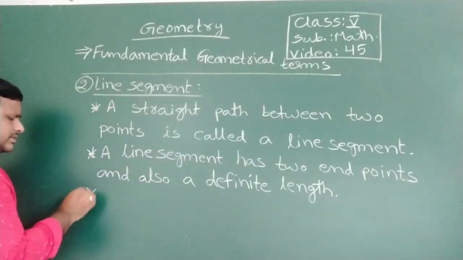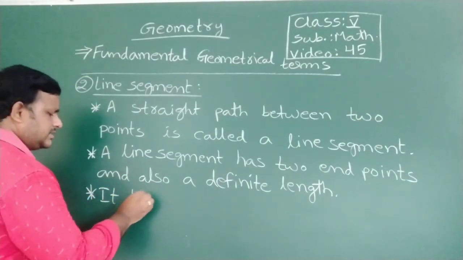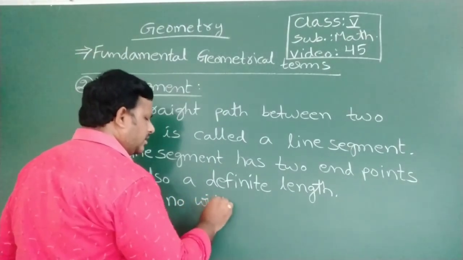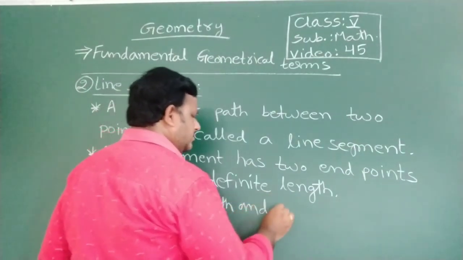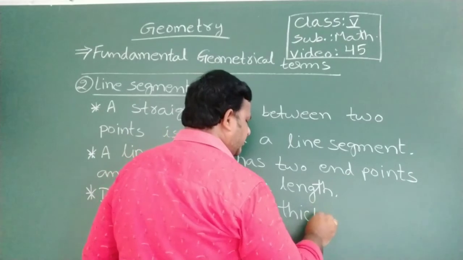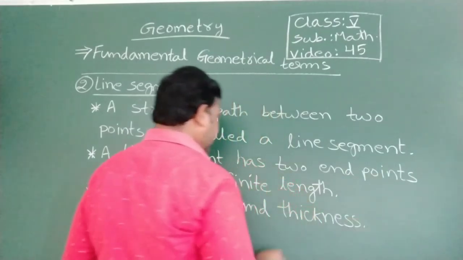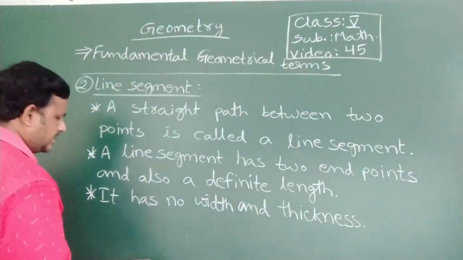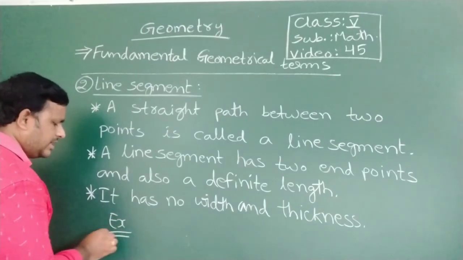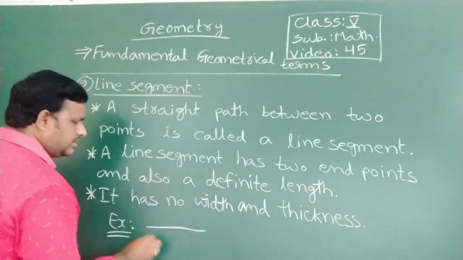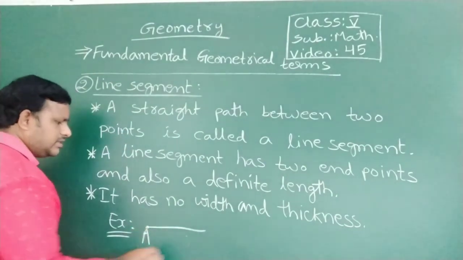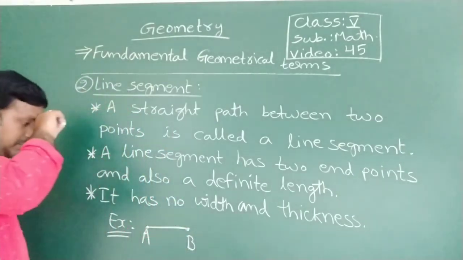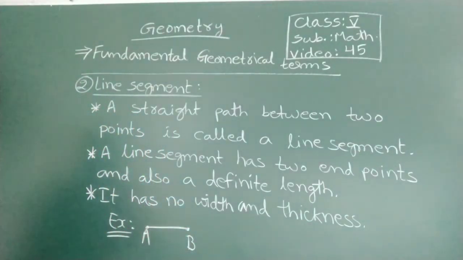And one more point, it has no width and thickness. It has only a definite length. That's it. It doesn't have any width and thickness. So for example, a line segment can be drawn like this. The end points of the line segment should be capital letters, because a point can be represented only with a capital letter. That's why AB.